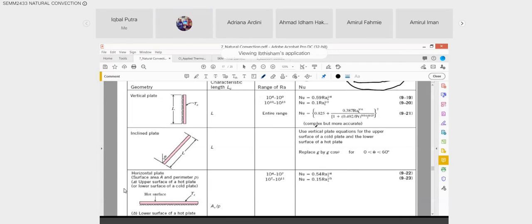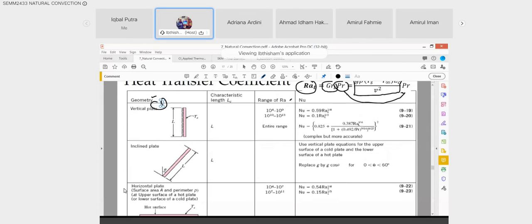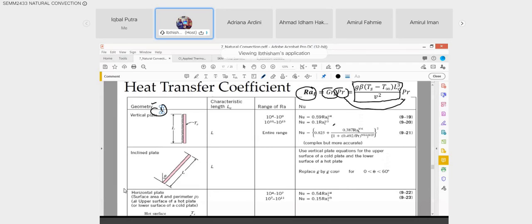Okay, back to the Rayleigh number correlations. The first thing you need to look at is this column, the geometry. So what is your problem? Vertical plate or inclined plate? If you have a vertical plate, you look at the Rayleigh number, which comes from this equation. Which range? If you don't want to get confused, use this one, but you still have to calculate the Rayleigh number.